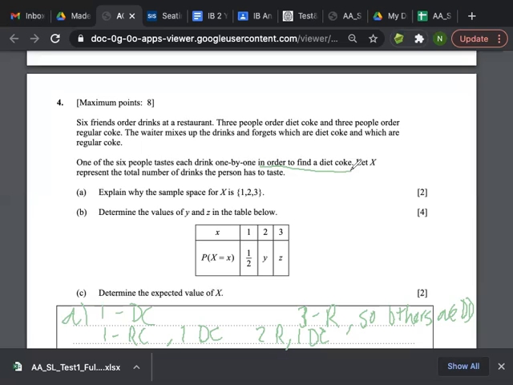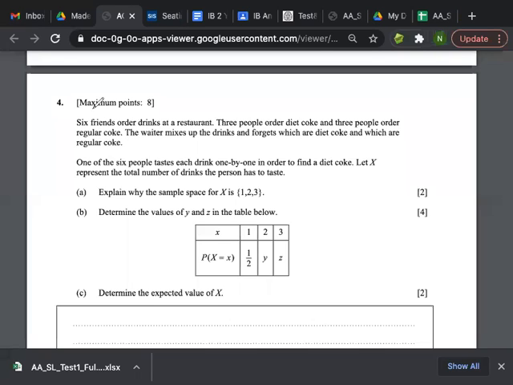Okay? So that means I get it on the first try, it takes me 2 tries to find it, or it takes me 3 tries to find it. Okay? Alright. So now the next thing is determining the values of X, Y, and Z in the table.